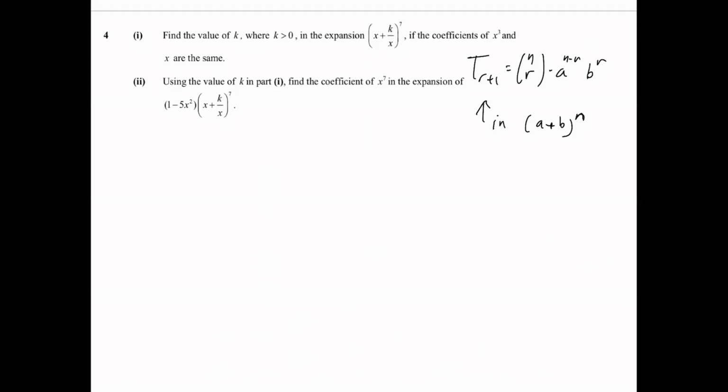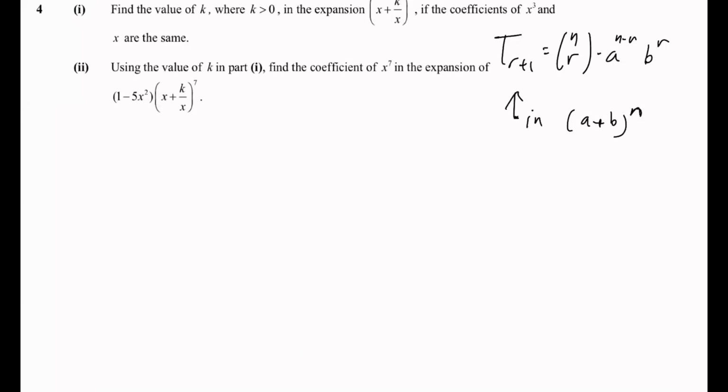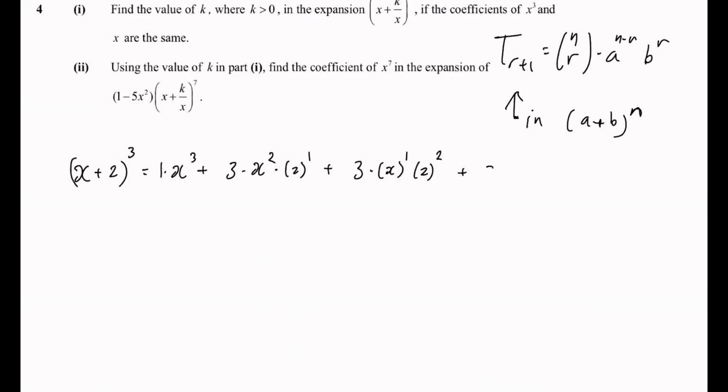Can I just give a bit more explanation on how this formula came about? Okay, good. Let's start with a simpler example. Let's say (x plus 2) power, I don't know, 3. So we have x cubed plus 3 times x squared times 2 power 1 plus 3 times x power 1 times 2 squared, plus x power 0 times 2 power 3.